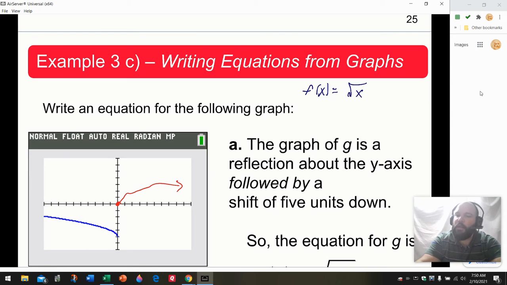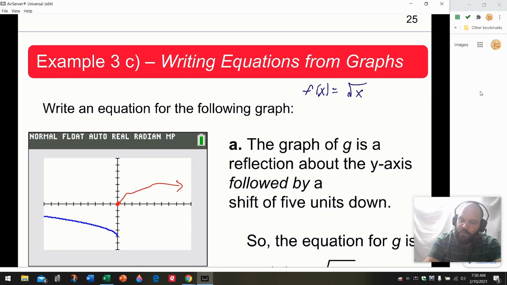Now we need to determine what that reflection was. Was that reflection about the x? If it was about the x, it would have been flipped over. And it doesn't look to me like it was flipped over. It looks to me like it was flipped like this. It was reflected about the y-axis. So there's two things happening. There's a reflection about the y-axis, and there is a shift down. So we need to be able to now write algebraically both of those transformations. So a reflection about the y and a shift down.